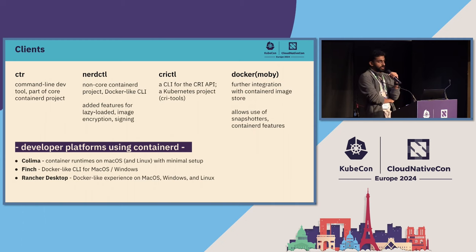Then you have Docker or Moby, which uses Kubernetes. Recently, Docker also started using further integration into the Kubernetes image store, snapshotters, and other Kubernetes features. Then there are a bunch of developer platforms which use Kubernetes, including Colima, which provides container runtimes on macOS and Linux with very minimal setup. Then Finch is from AWS, which is another Docker-like CLI for macOS, and recently they launched it for Windows. Then you have Rancher Desktop. It provides a Docker-like experience on macOS, Windows, and Linux.